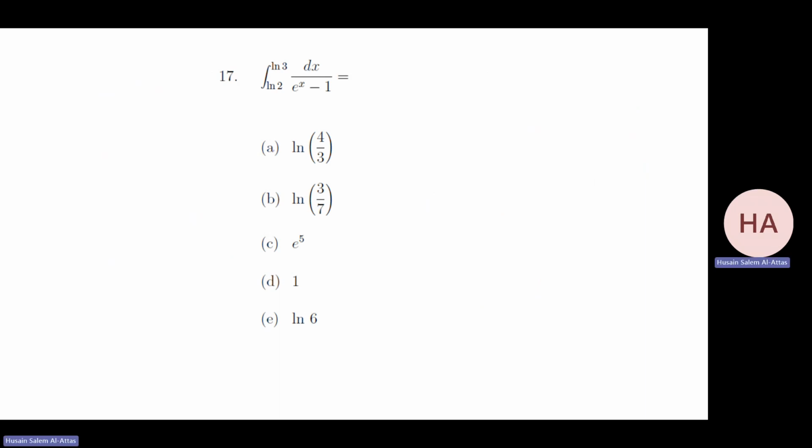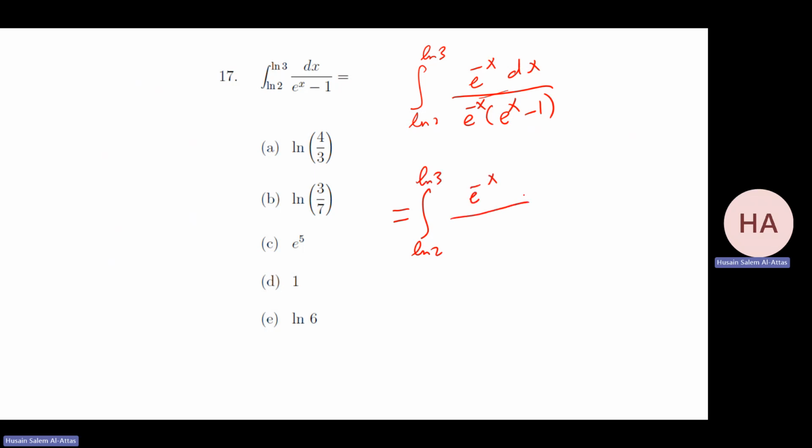This one is a tricky one. What I will do is multiply by minus x in the numerator and the denominator. That will change nothing. So it will be the integral from ln 2 to ln 3 of minus x over 1 minus e to the minus x dx. Now I will let u be this, and du is e to the minus x dx.